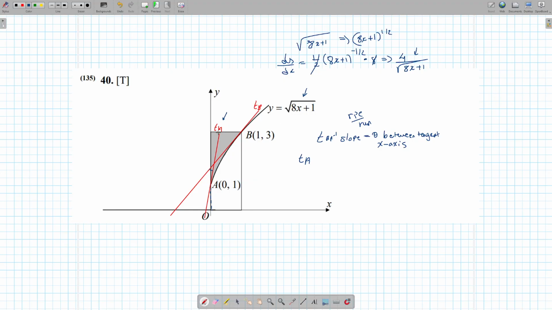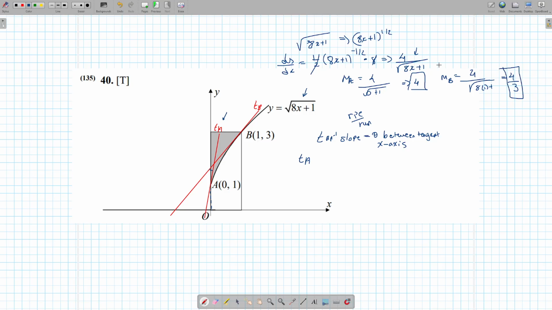I need to know the slope of A and the slope of B. How do you know the slope of A? M of A is equal to, substitute the x coordinate of A, which is 0, so 4 over root of 0 plus 1, so it's going to be equal to 4. How about the slope of B? Substitute 1, so it's going to be 4 over root of 8 times 1 plus 1, so it's going to be 4 over 3. Okay, so both our slopes are 4 and 4 over 3.